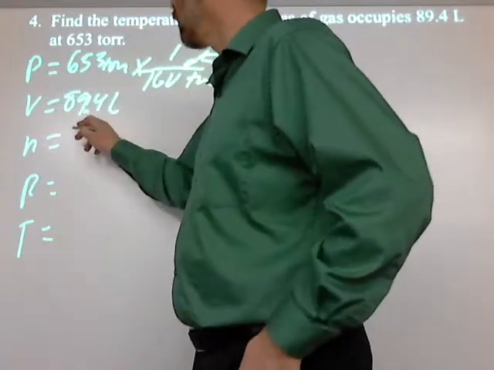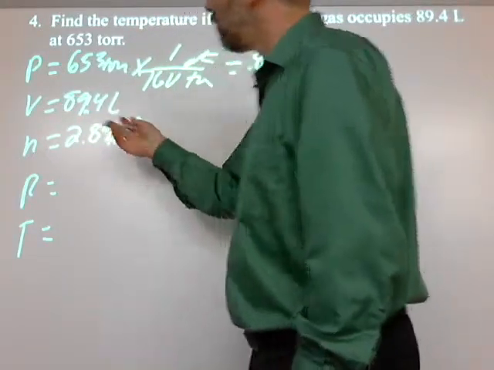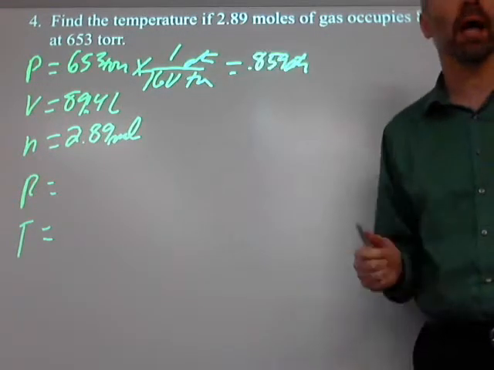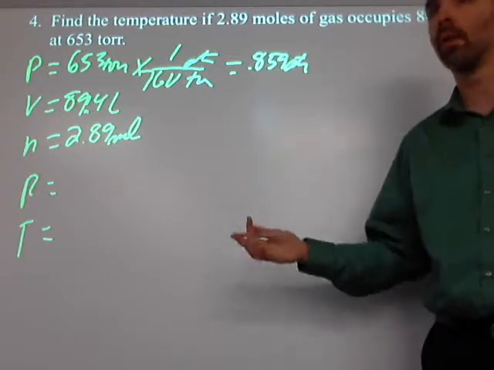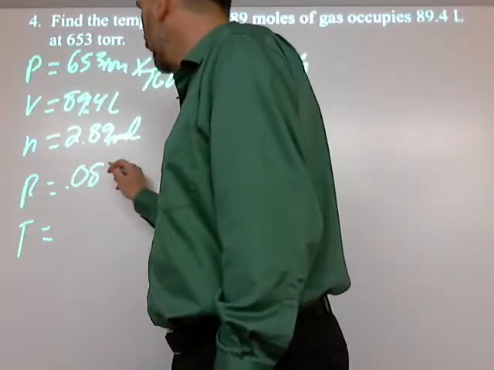I'm pretty sure on the test I have one where, what if I had said instead of 2.89 moles, I had said you had 28.7 grams of chlorine gas. You would have had to have converted it to moles, right? And you know how to do that. R, by now, you better know it.